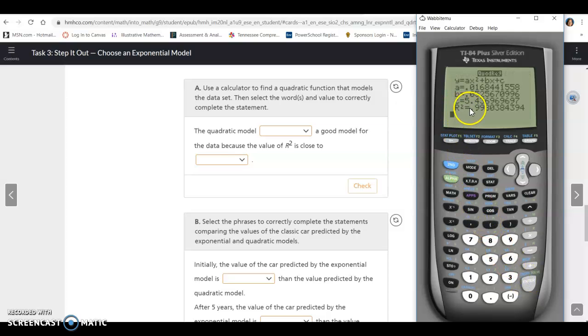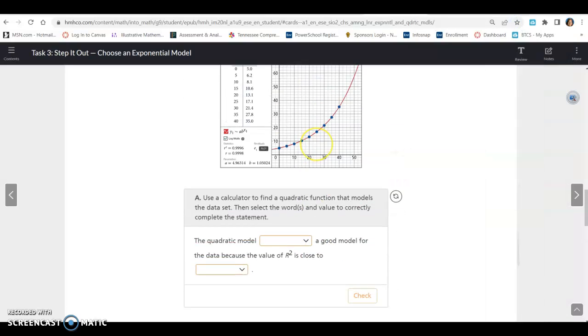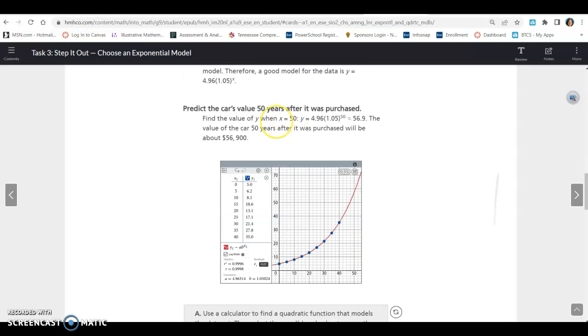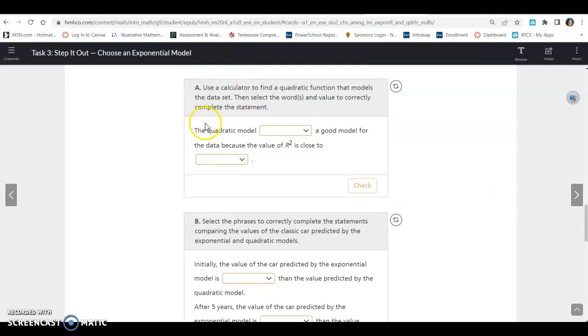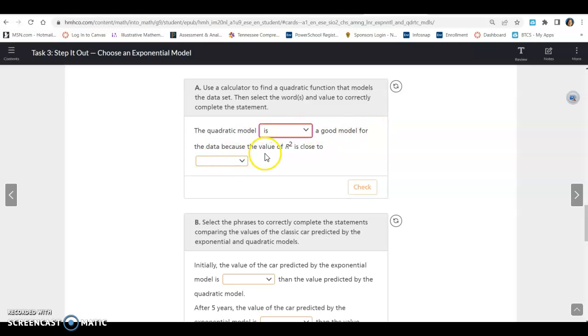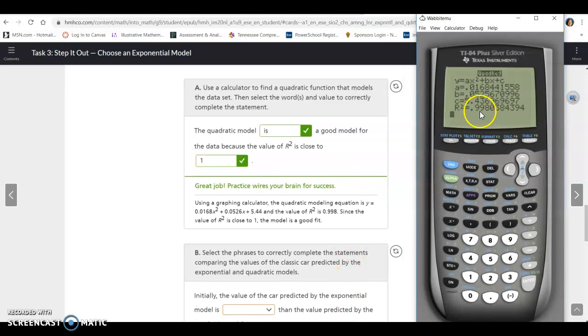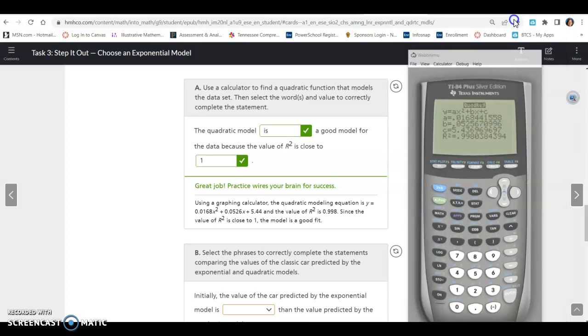And it says r squared is about 0.998. So this is a good fit, okay? This one was about 0.999, so this one is a better fit, but your quadratic model is a good fit. So it says the quadratic model is a good model for the data because the value of r squared is close to 1. So even though the exponential model is better, it's only slightly better because this one is a very good model as well. Okay.